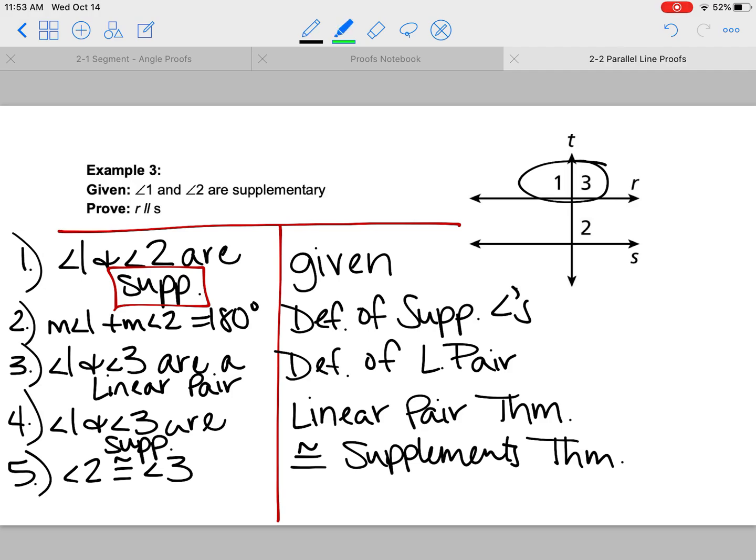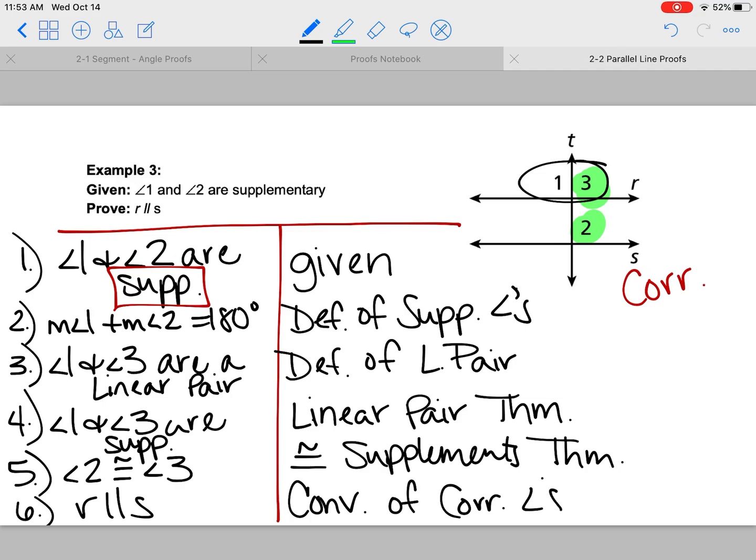Okay, and so now if we look at angle 2 and 3, they have a special relationship because they are corresponding angles. They are on the same side of the transversal and they're in the same place. So now that we know they're congruent and that they're corresponding, we can now say that lines R and S are parallel because of your converse of corresponding angles. Okay, and those are your proofs.